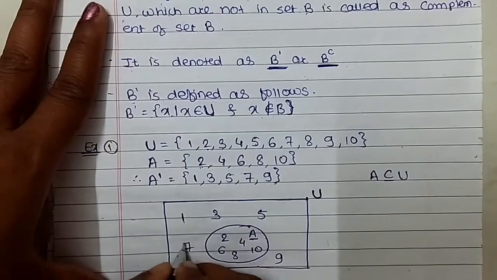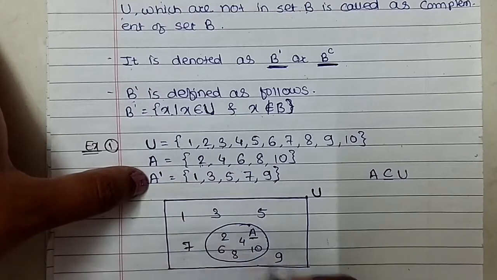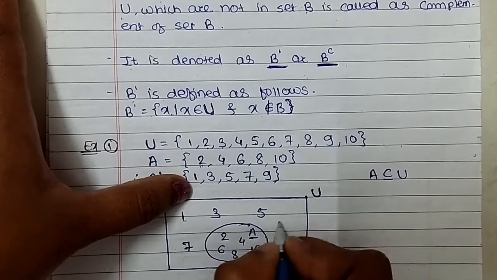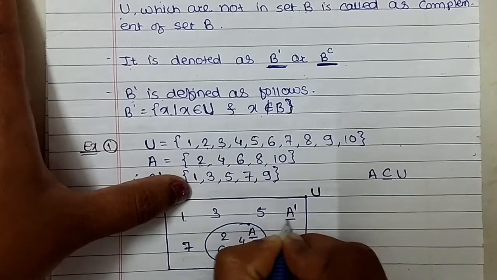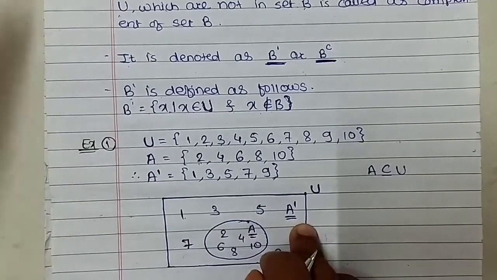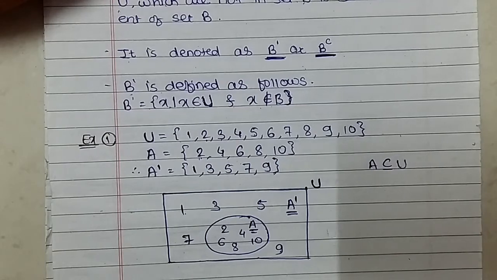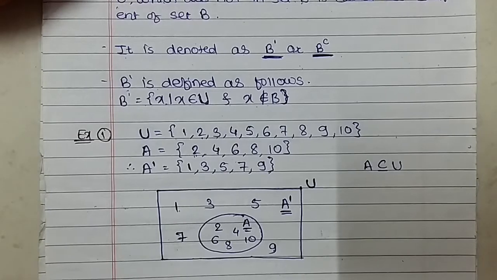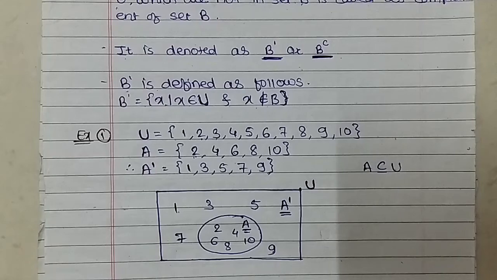Okay, so just observe here what are the elements of A dash, that is 1, 3, 5, 7 and 9. So this outer set is what? This outer set is for A dash. Understand? This is the complement of the set A. Yes, clear? So we will discuss this with the help of one example, and how to draw the Venn diagram of the complement set also. Okay, clear? Understand? Next we will discuss the next example here.